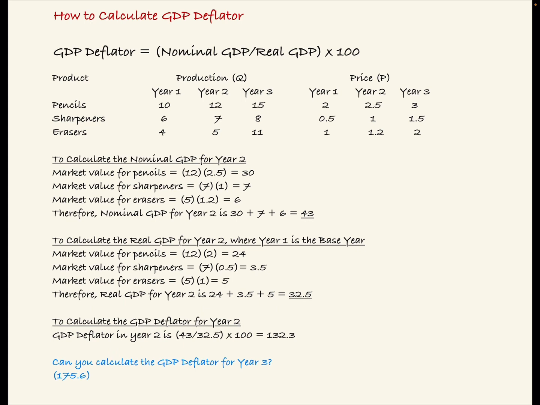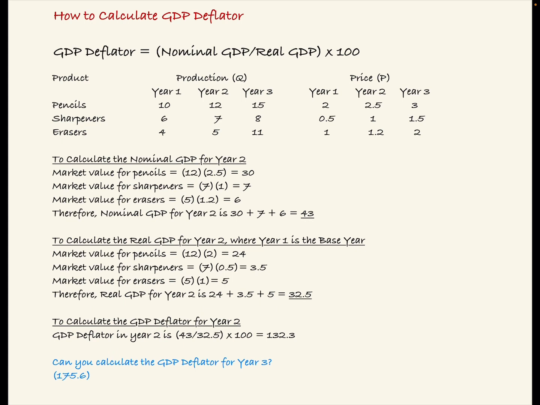For sharpeners, we take the quantity of sharpeners produced in year 2, which is 7, and multiply it by the price of a sharpener in year 2, which is 1, and that gives us 7. And finally, to find the market value for erasers, we multiply the quantity of erasers produced in year 2, which is 5, and multiply it by the price of an eraser in year 2, which is 1.2, and that gives us 6. Therefore, the nominal GDP for year 2 is 30 plus 7 plus 6, which equals 43.